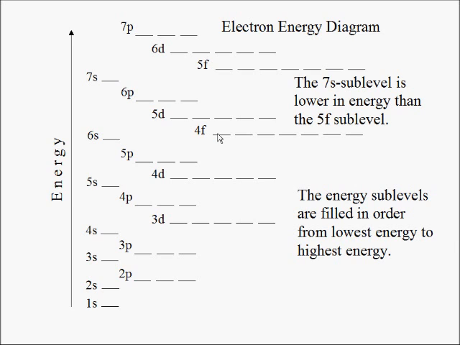Notice along the y-axis here we've got energy. So the 1s is at the lowest possible energy, and 7p is at a high energy. Notice that when we're drawing the energy diagram, all the s's are in a vertical column. All the p's are in a vertical column. Ditto for the d's and the f's.